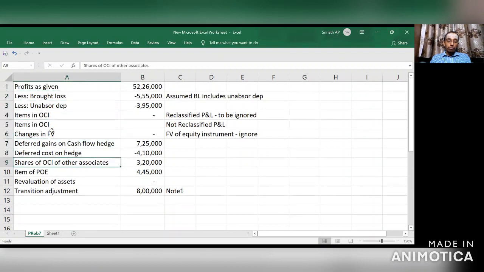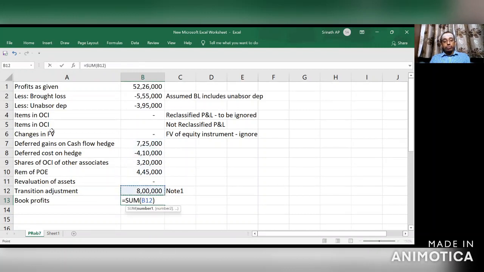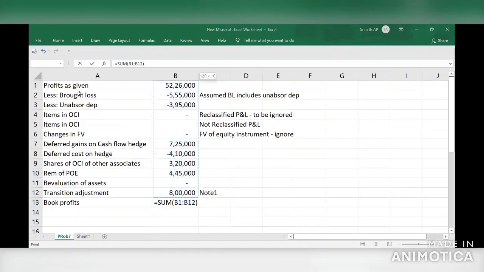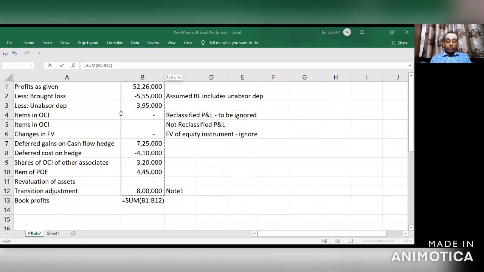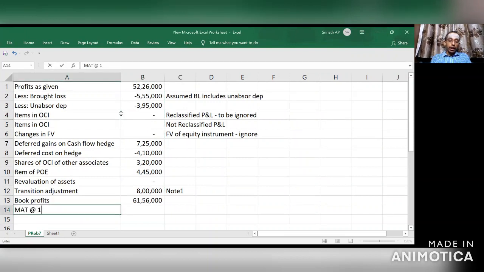Now book profits. You have to find out the profits. MAT at the rate of 15%.